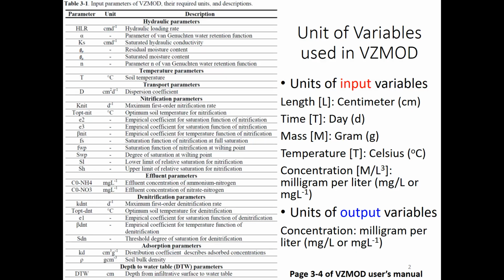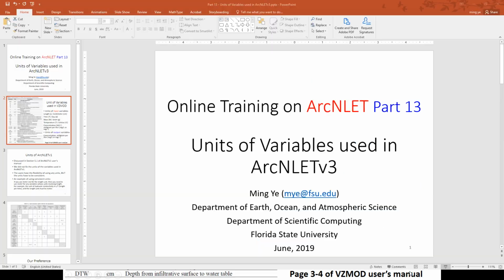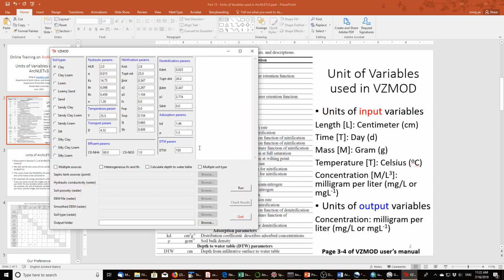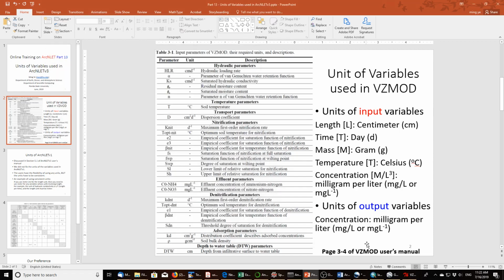If you recall from previous videos, ArcNLET v3 has two components. One is Vismod for vadose zone modeling, and the other is ArcNLET v1 for groundwater modeling. For all the units in Vismod, we fix the units. If you look at the manual or interface of Vismod, you see all those variables. There is no unit associated with them because we fix the units of Vismod.